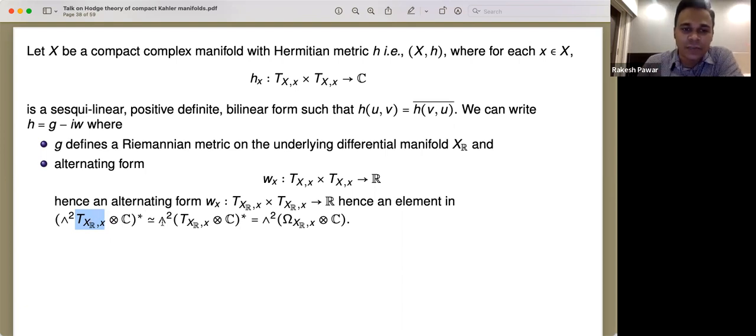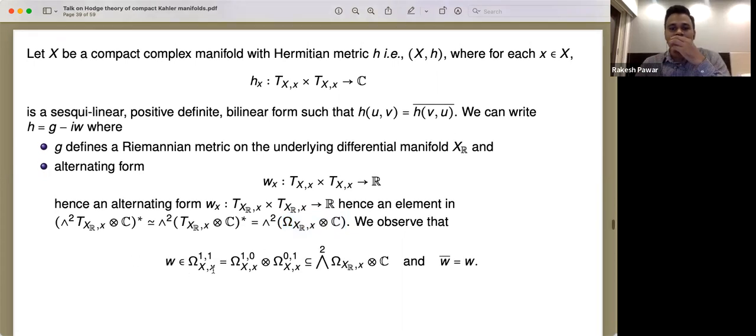So I identify this with lambda 2 of T_X R tensor C dual, which is exactly lambda 2 of omega_XR, which is a dual. This is just a definition. Okay, so what I'm getting is W_X as an element of the second wedge product of this vector space, differential forms.